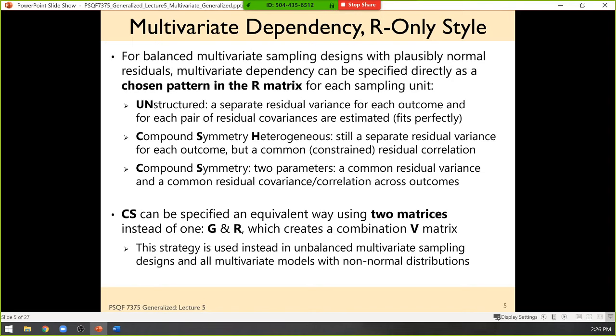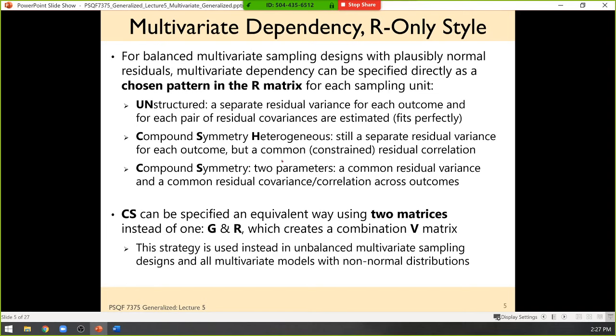Let's say I have a 3 by 3 matrix. I have 3 potential variances, 1 for each outcome, and 3 potential covariances. There are choices as to what pattern those variances and covariances should take on. If you just want to let them be whatever they want, that's a good strategy if you don't have that many outcomes. That's known as unstructured. Each outcome gets a separate residual variance with no constraints, and each pair of outcomes gets a separate covariance. So you have 6 parameters: let the variances be whatever, let the covariances be whatever.